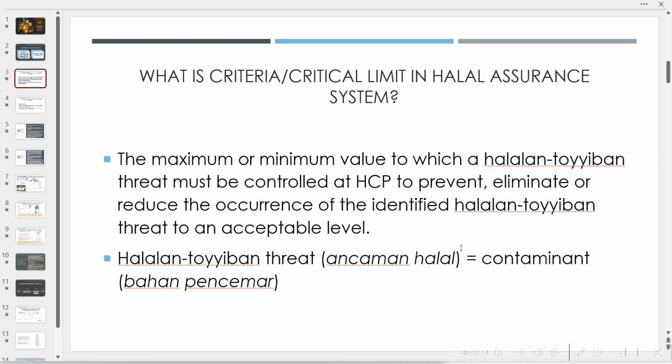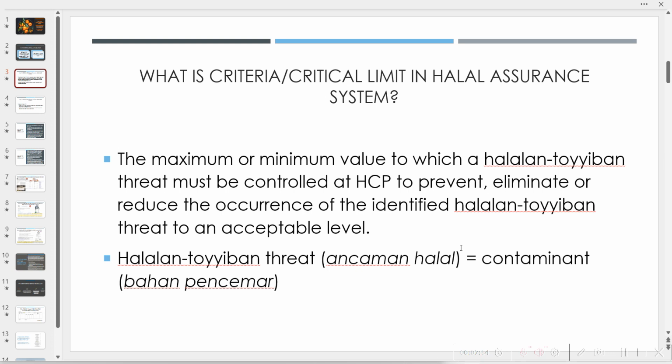So in Malay, halal toyiban threat is considered ancaman halal and contaminant is considered bahan pencemar. Sometimes I put Malay language there, because when you are facing your auditor, and most auditors in Malaysia related to halal use Malay language. So I put up this term so that you will not be confused.